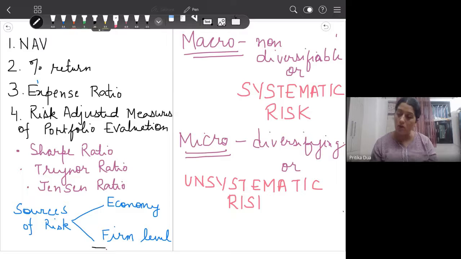The measure of systematic risk is beta. All this we'll do in detail in the 5th unit. There, the types of risk measurement, the methods of measuring risk and return, we will do in detail with practicals. But when I introduce the risk adjusted measures, I have to give you an overview of the categorization of risk. So I am trying to cover it as briefly as possible.